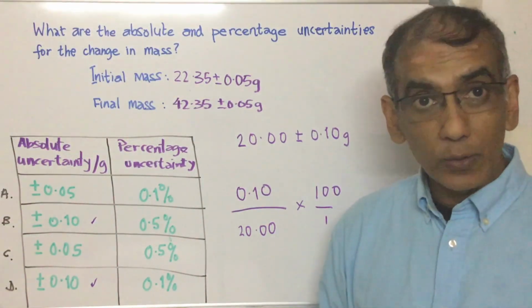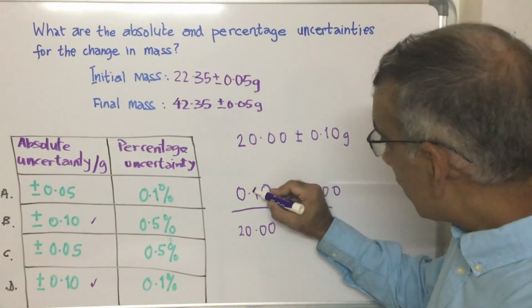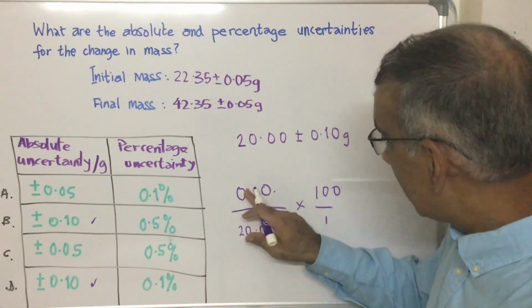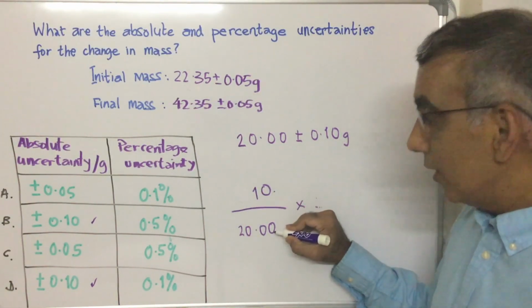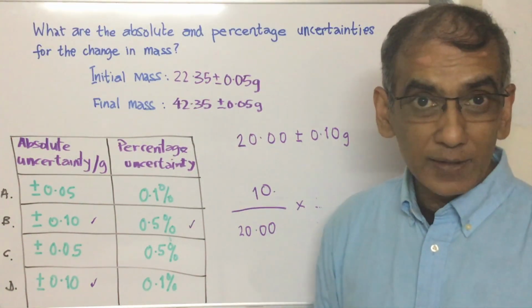This must be done without a calculator. Multiplying 0.10 by 100, you shift your decimal point 2 places, so this effectively becomes 10. So 10 divided by 20, you should know that that is 0.5. And the answer to this question is B.